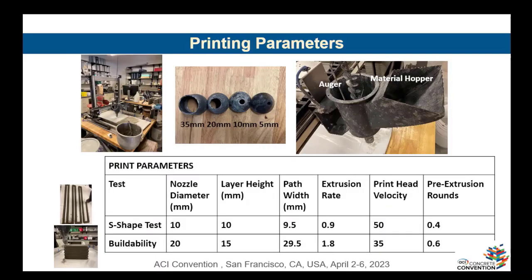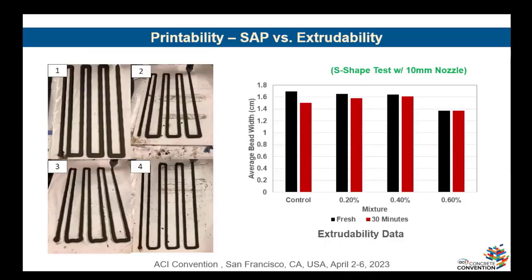So what we had to do later was to go through the printing of this 3D printable mixture with different parameters. We did an extrudability test and also a buildability test at constant printing parameters, but different nozzle diameters. For extrudability, we use a 10 millimeter nozzle, and for buildability, we use a 20 millimeter nozzle. But the rest of the printing parameters were kept constant.